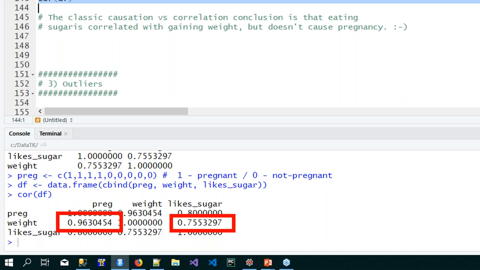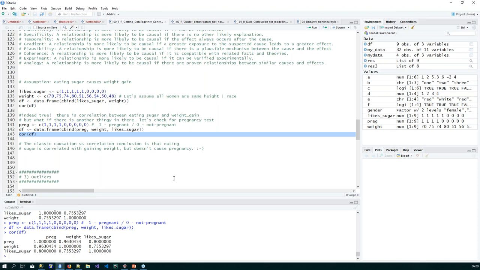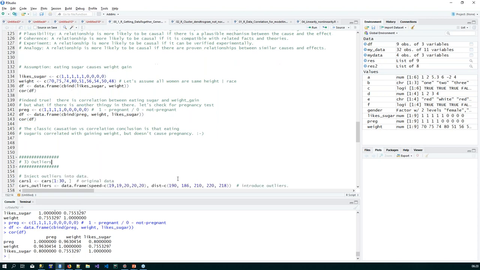Somebody who's pregnant is highly likely to have a higher body mass or body weight versus somebody who's not, but this does not mean that this heavier person also likes or dislikes sugar. And God forbid, one should not come to the conclusion that sugar causes pregnancy or something. So this is the difference between correlation and causation in a 5-minute explanation.